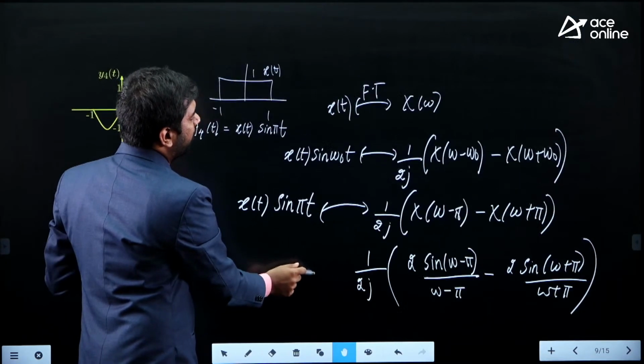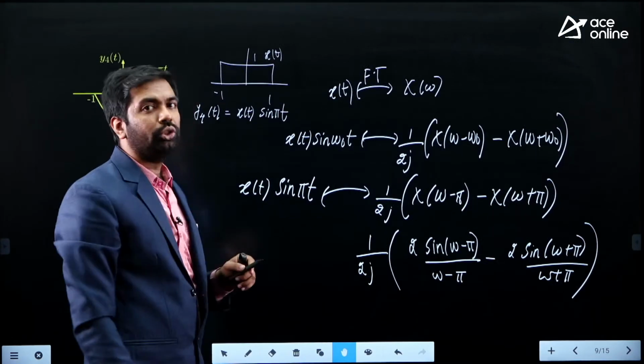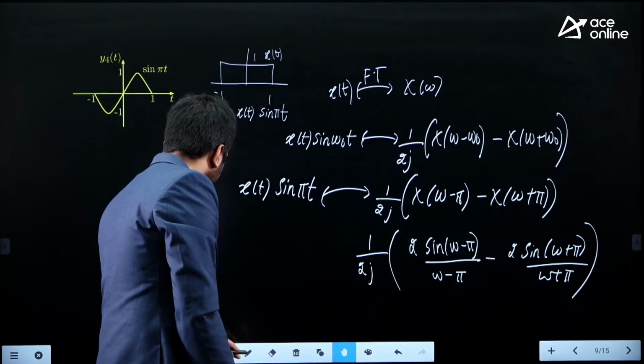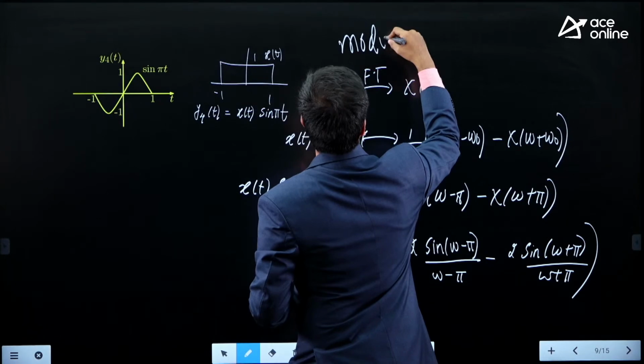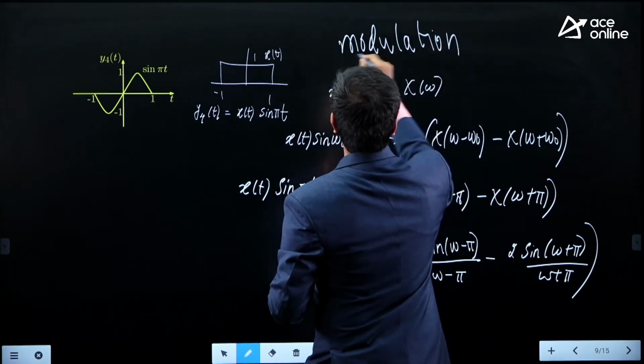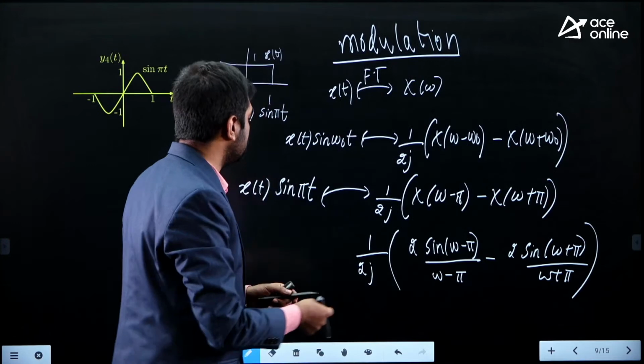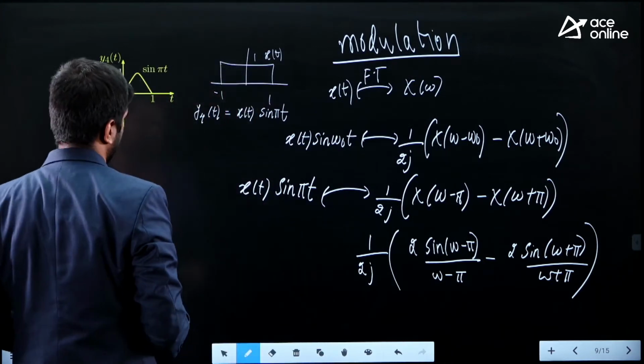So what is the property that I have used? I have used the modulation property. We have a few more signals to discuss, so let's discuss them one by one.